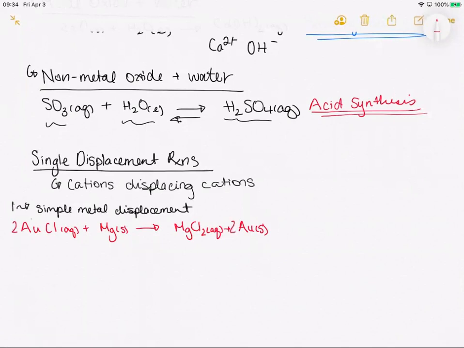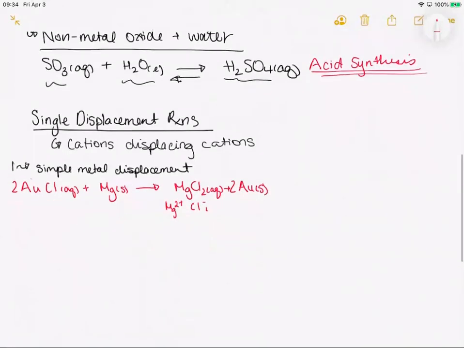And then you're just going to balance it out. I can do these in my head: magnesium has a 2 plus charge, chlorine has a 1 minus charge, so when I crisscross, it's MgCl2. Make sure that you show your work and check how everything is balancing out.